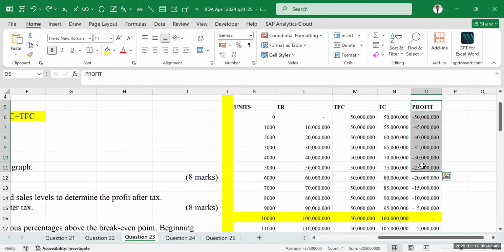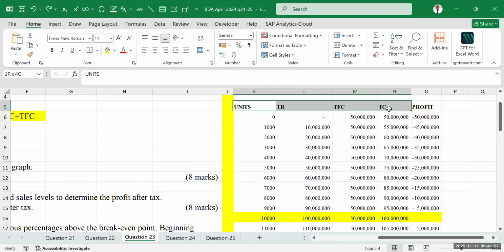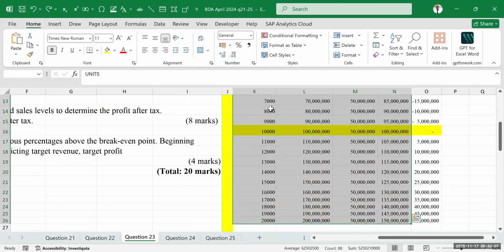So do you know what that means? We do not have to highlight the profit column when inserting our graph. So when inserting our graph, what we do is highlight from units all the way to total cost. Yes, all the way to total cost. I believe you know how to highlight. Once you've done that, you can hold onto your Control Shift down arrow to highlight all that table.